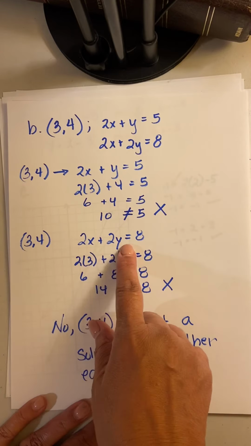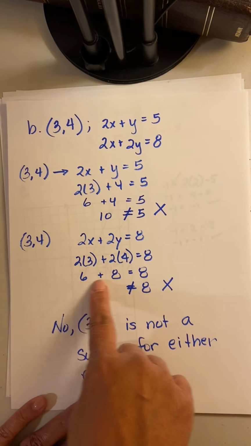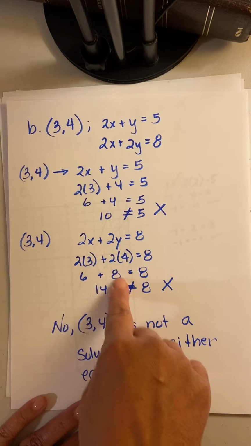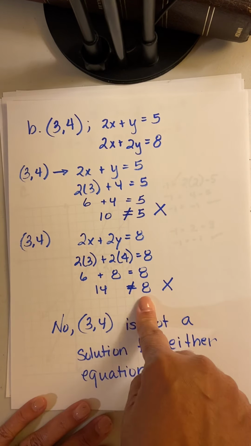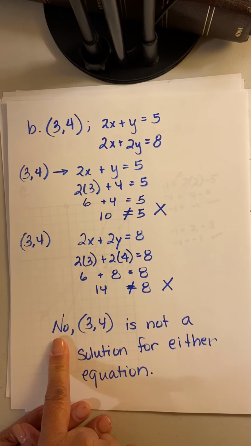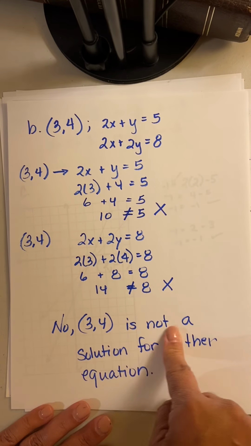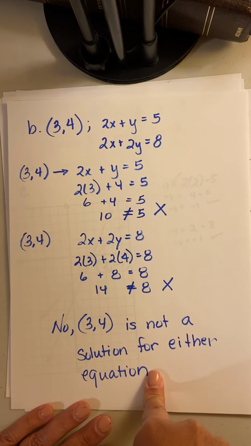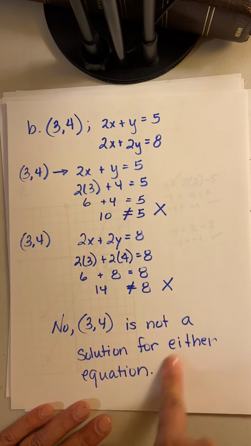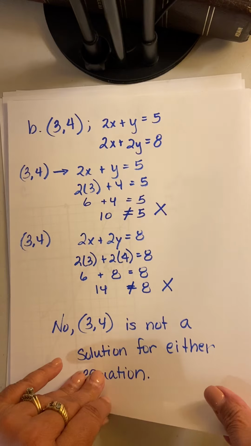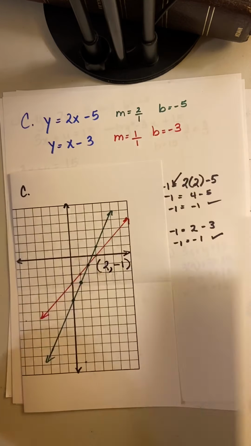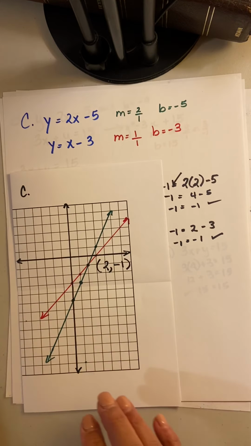But I went ahead and did 3, 4 for the next one, 2x plus 2y equals 8. I threw those values in, which gave me 6 plus 8 equals 8. 14 is not equal to 8. So again, my final answer is no. 3, 4 is not a solution for either equation. In fact, if it's not a solution for either one, then it is not a solution for this linear system. All right, let's go on to C.